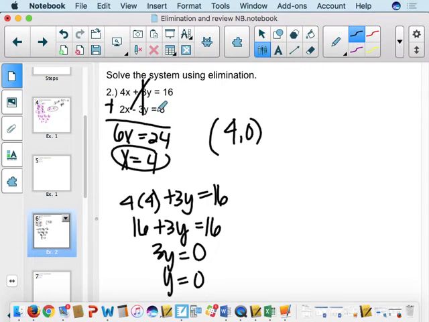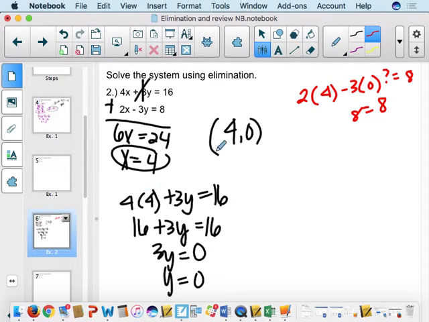Let's double check in this equation that we did not use. And if we double check here, it looks like we need to have 2 times 4 minus 3 times 0. So 2 times 4 is 8. Does that equal 8? Yes. Okay. So 4, 0 is the correct answer.